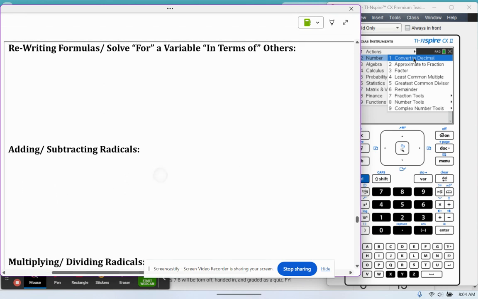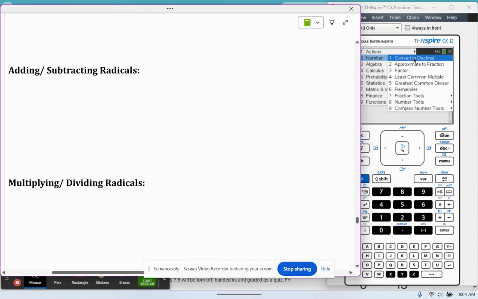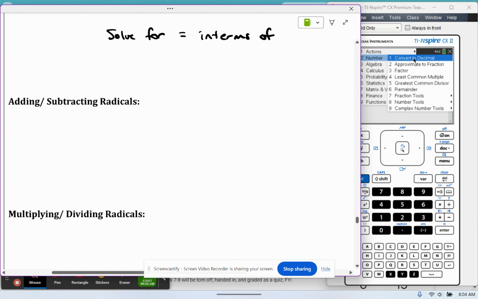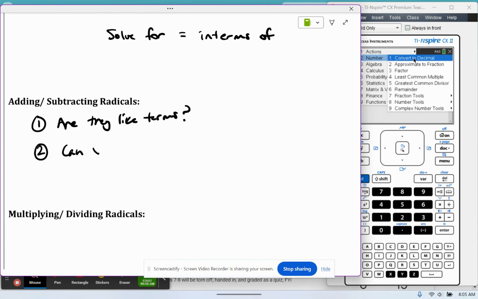All right, rewriting formulas or solving for a variable in terms of others. You have the variable you solve for all by itself. If they say solve for X, solve for K, solve for P, in terms of the other variables, those are all on the right. That's it. You just got to use your knowledge of inverse operations to isolate the desired variable, and then you put everything else on the other side. Okay? Adding or subtracting radicals. Are they like terms? If they're not like terms, can you rewrite to get things to cancel?